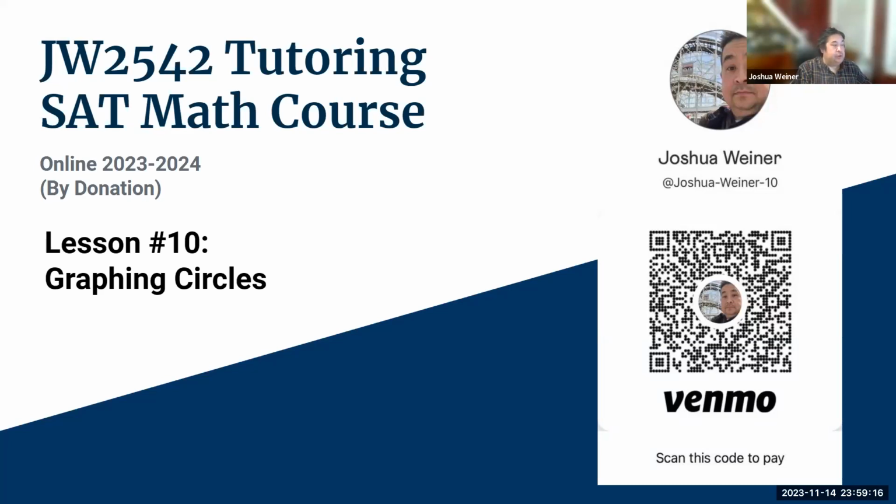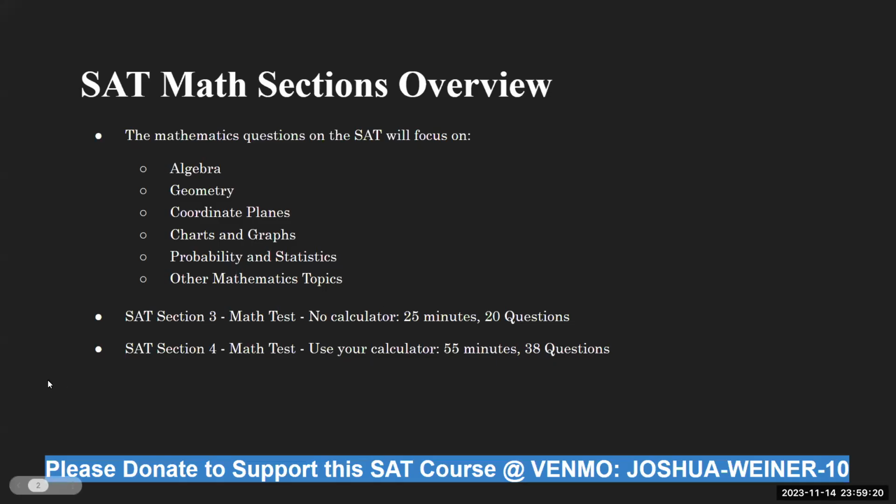We're going to go to graphing circles. So again, just as an introduction, the SAT mathematics sections are mostly focusing on 9th and 10th grade math. There's the new digital SAT that's beginning this year and next year. And in its current form, however, the major topics are algebra, geometry, the coordinate plane, charts and graphs, probability and statistics, and a few other math topics from 9th and 10th grade math mostly. The SAT is being rewritten and most of the trigonometry will be taken out. For example, there'll be no more questions on complex numbers. You won't have to add, subtract, multiply, or divide with the complex plane. In its current form, however, it's still 20 questions in 25 minutes in section 3 and 38 questions in 55 minutes in section 4.